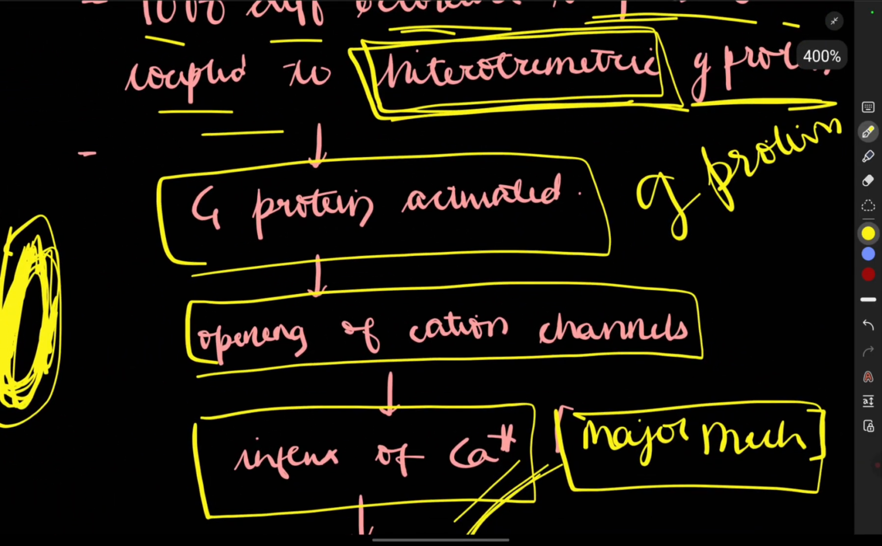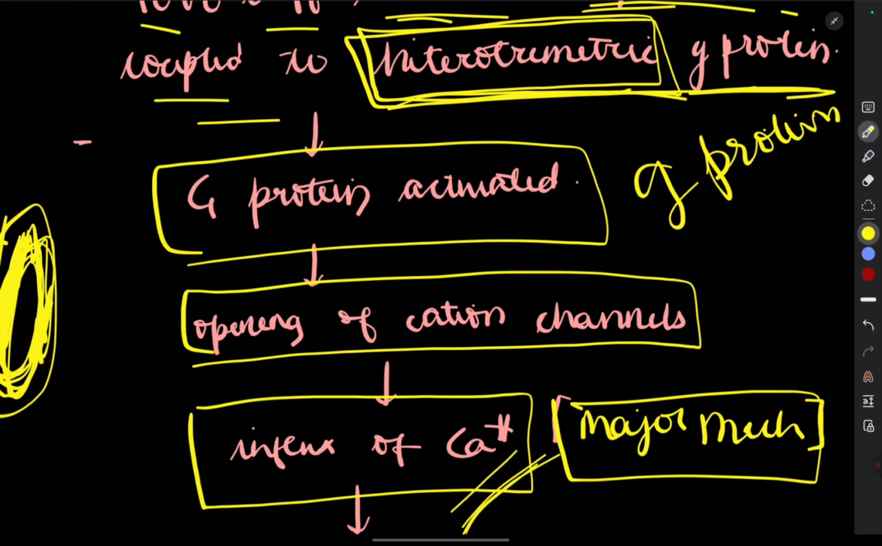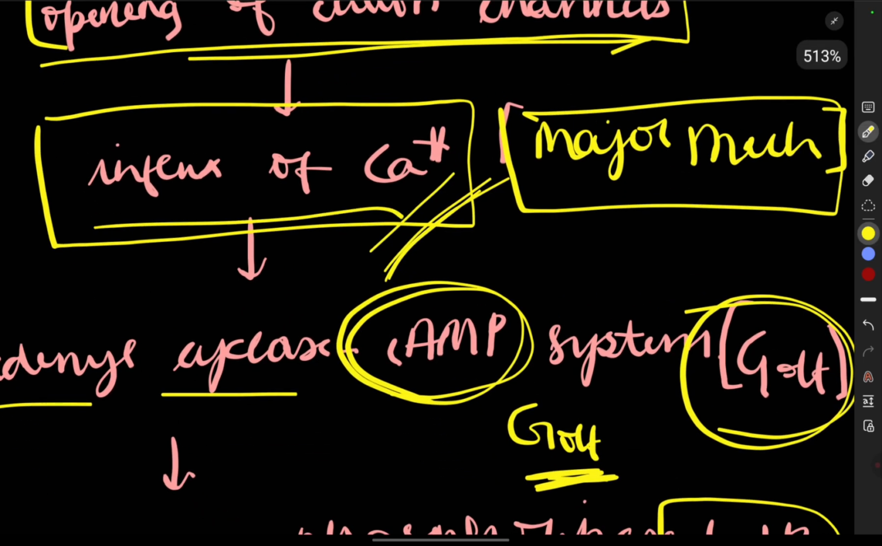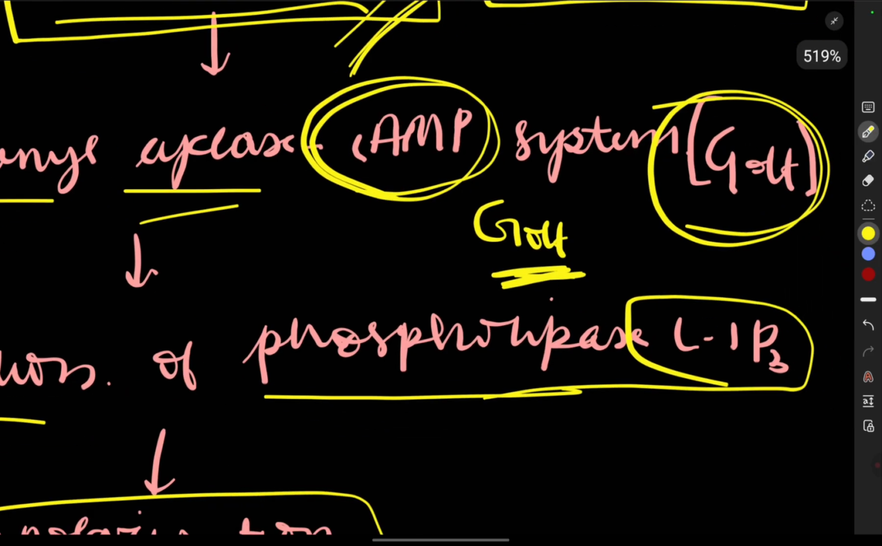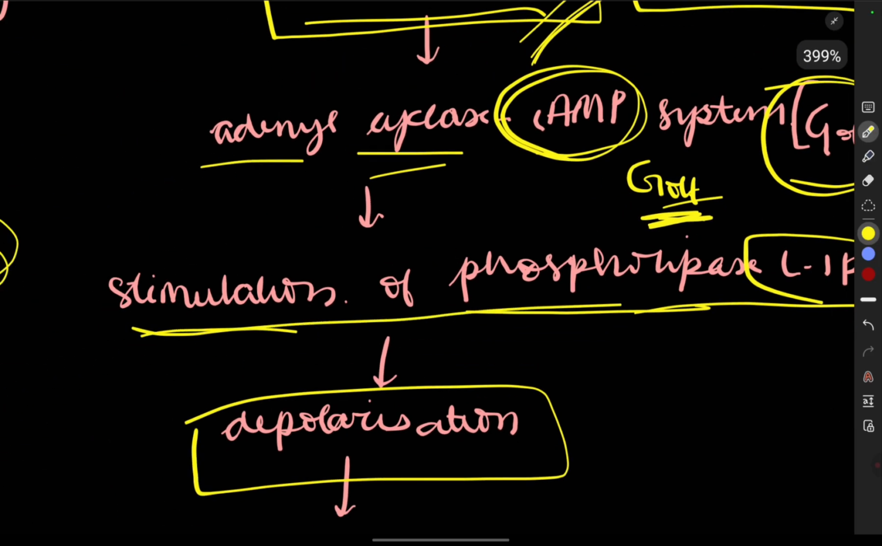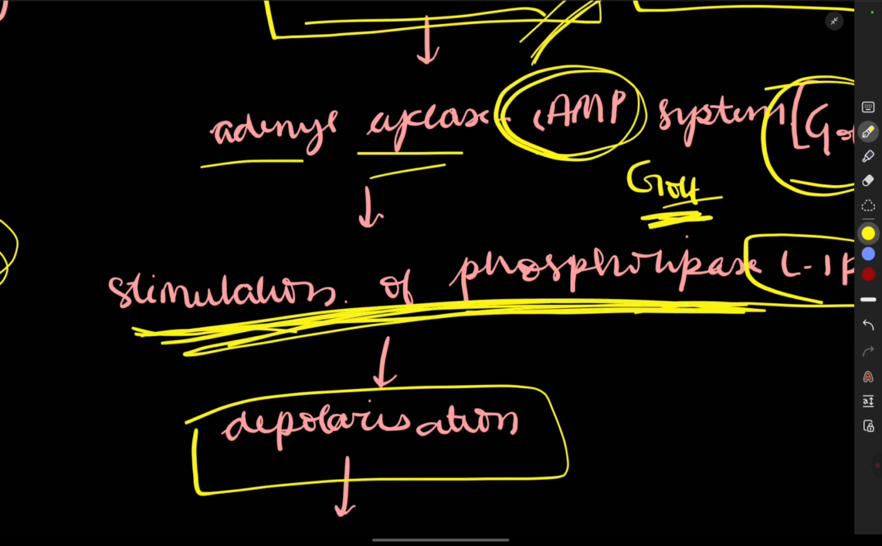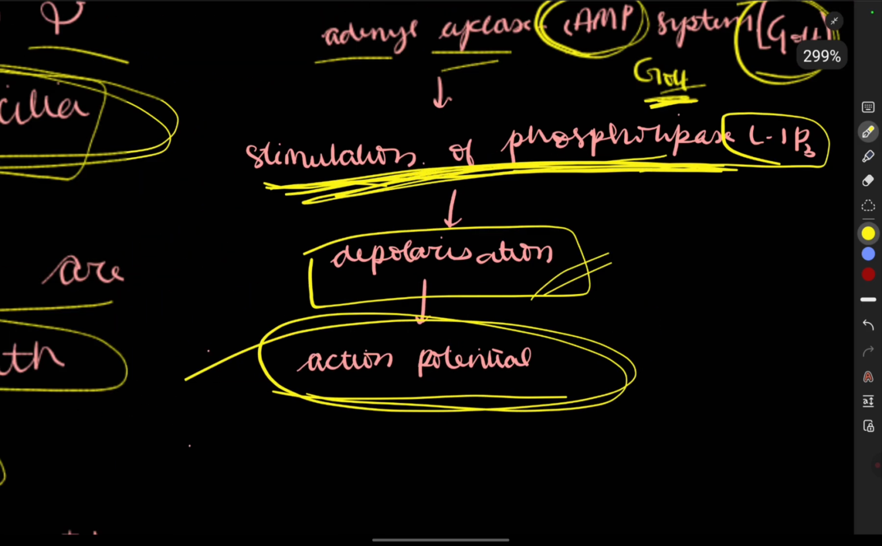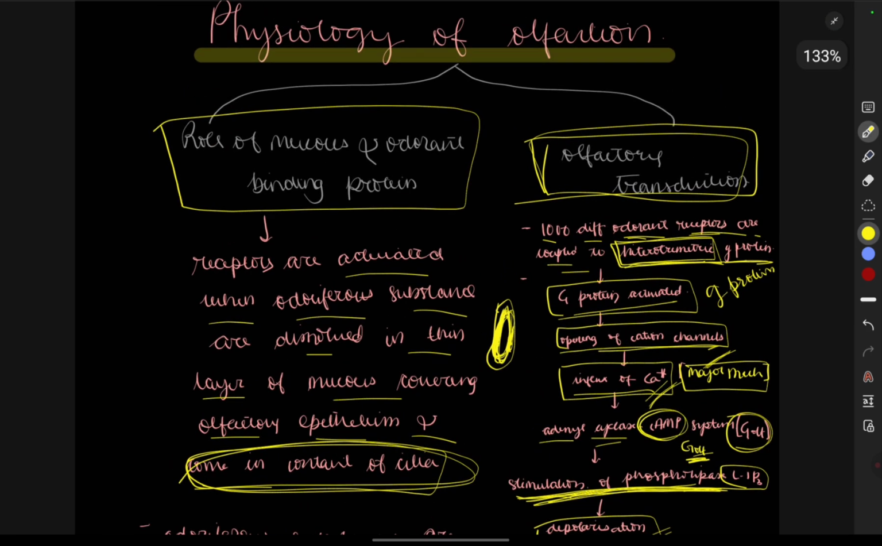What happens? They are coupled to the heterotrimeric G protein. The G protein gets activated, the cation channels get opened, influx of the calcium ion takes place, which is the major step or the major mechanism. The adenylyl cyclase system gets activated. This in turn stimulates the phospholipase and depolarization occurs and the action potential is generated. So this is how the olfactory transduction takes place.